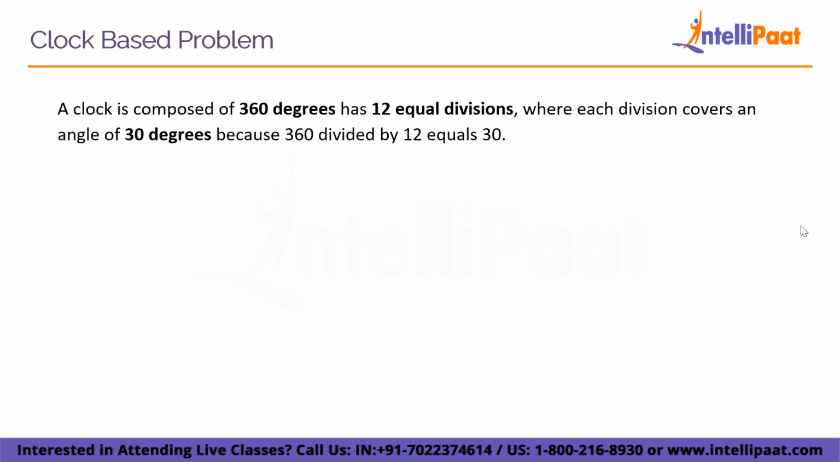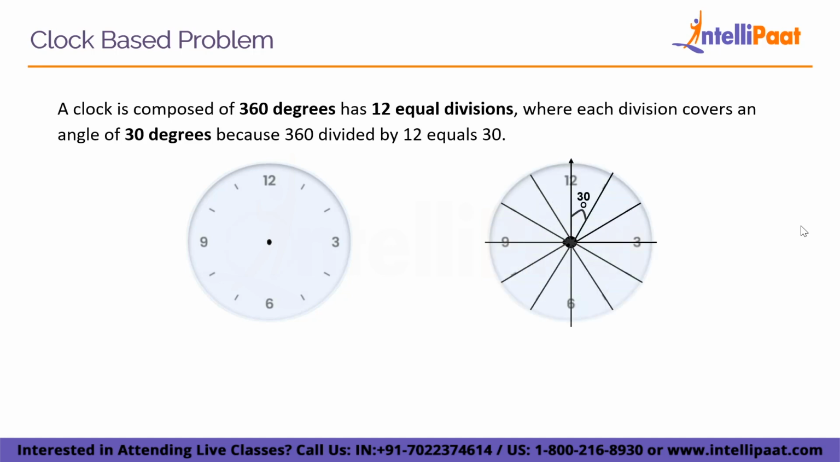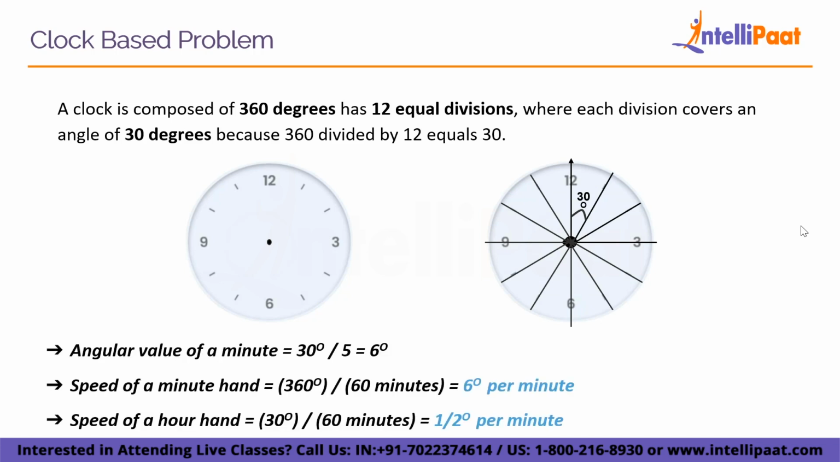So a clock is composed of 360 degrees and divided into 12 equal divisions, where the angle between consecutive divisions is obtained by dividing the total angle of a clock, that is 360 degrees, by the number of divisions, that is 12, and you get 30 degrees for each division. Here are some values that help you while solving clock-based problems. The angular value of a minute is 6 degrees. The speed of a minute hand is 6 degrees per minute, and the speed of an hour hand is half a degree per minute. So these are some values that will help you while solving clock-based problems.